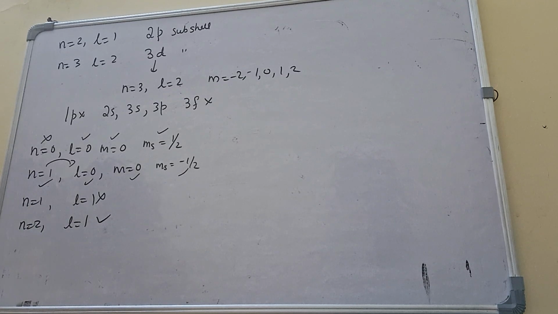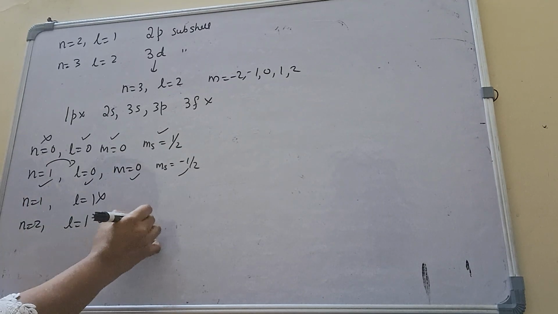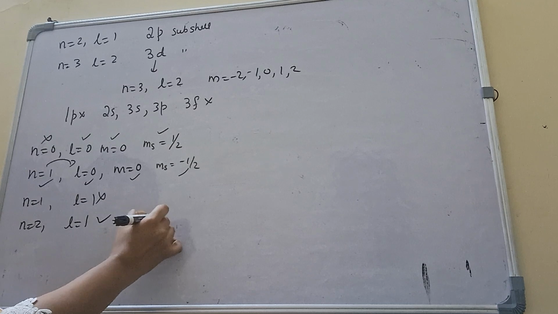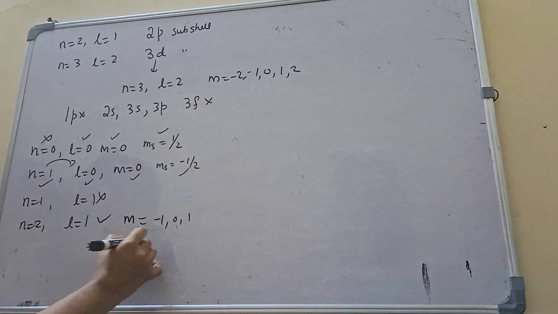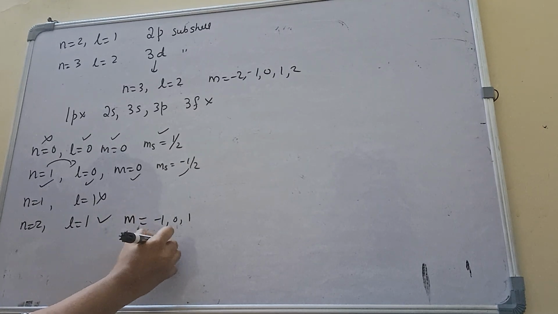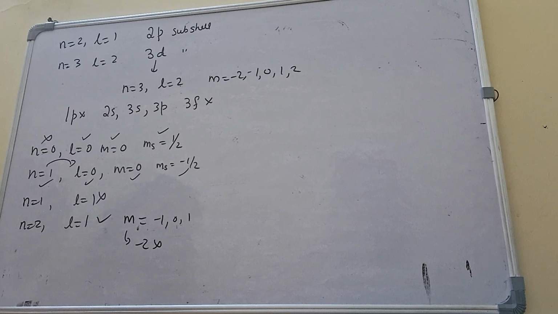See, if I say n is equal to 2, l will be 0 and 1, correct? So l is 1 is fine. And what will be the m values? Minus 1, 0 and 1. So these are the valid ones. So if at all they give you l is minus 2, for this combination it is not valid. l being 2 is not valid. Okay, so that is how it is.